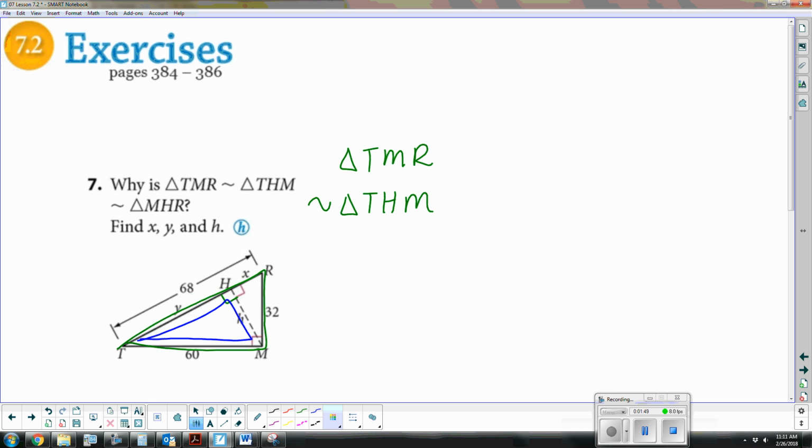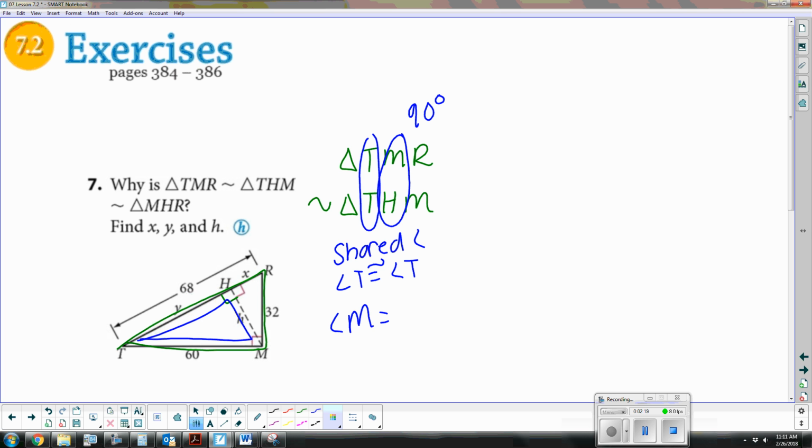Well, the first thing I can see is that this is a shared angle. So angle T is congruent to angle T. And in order to show similarity, I need two congruent angles. So angle T is my first one. And then secondly, angle H and angle M. These are both 90 degrees. So angle M is congruent to angle H. So these two are similar because of angle.